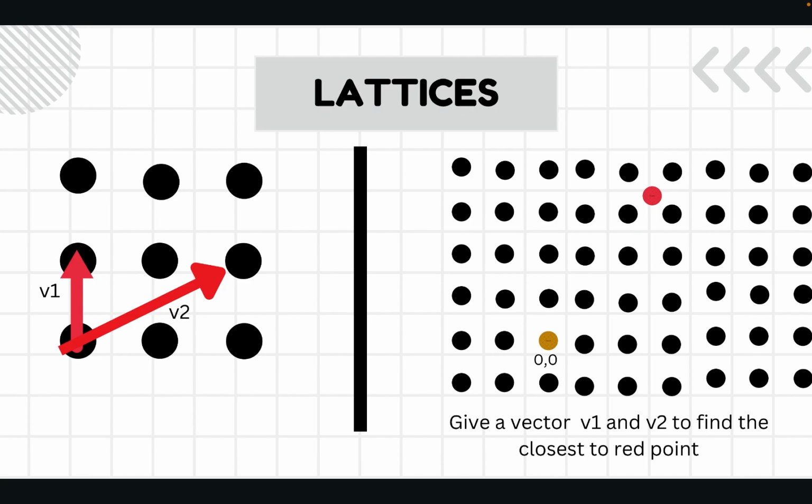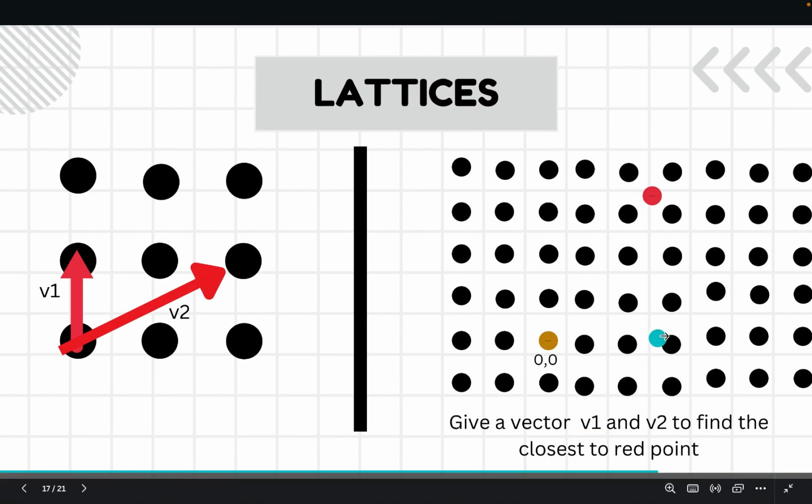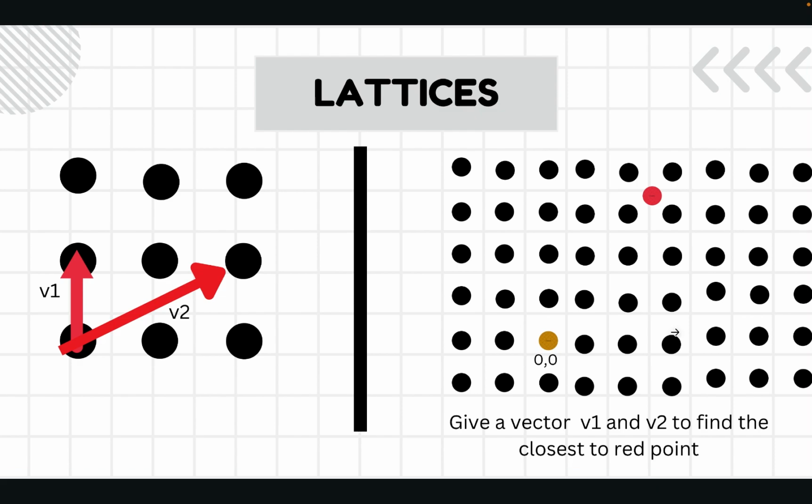So let's take a deep dive into lattices. In a lattice, we are given vector 1 and vector 2. These represent the basis vectors of the lattice. These vectors define the smallest repeating unit of the lattice structure and can be used to generate the entire lattice through linear combinations. And the task, given vector 1 and vector 2, to find the closest lattice point to a target point is known as the closest vector problem, or CVP, which is to find the lattice point nearest to the given target point. In this case, the red dot.